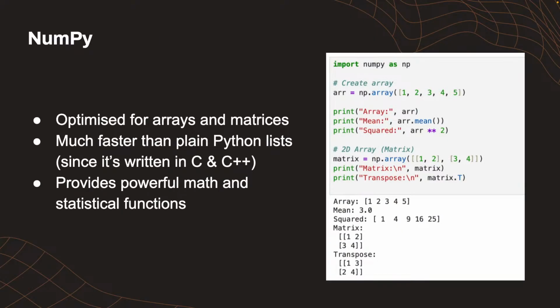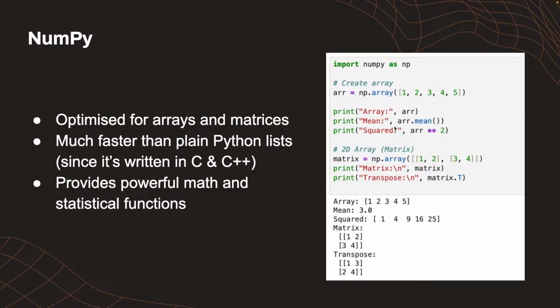So NumPy is just Numerical Python, and it's basically optimized for arrays and matrices, and it's way faster than using the default Python list. The main reason for this is it's written in C and C++, so you get the performance of those languages in the Python syntax. So you can just provide powerful math and statistical functions.